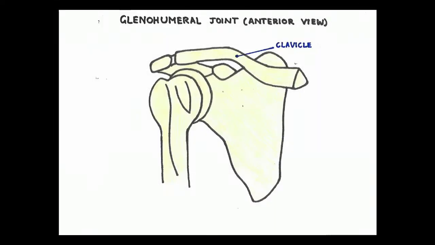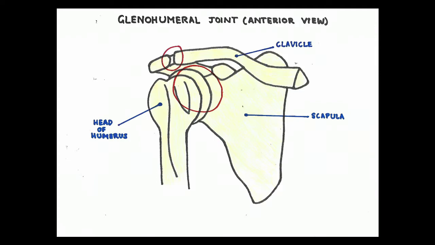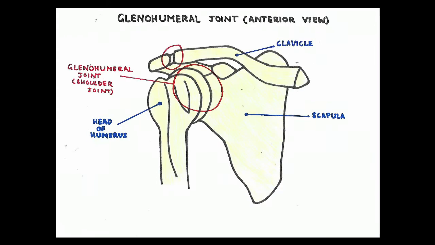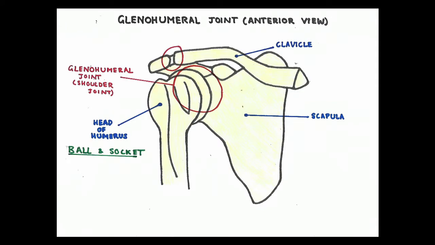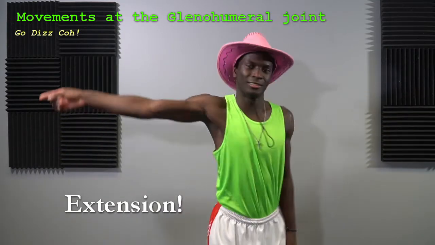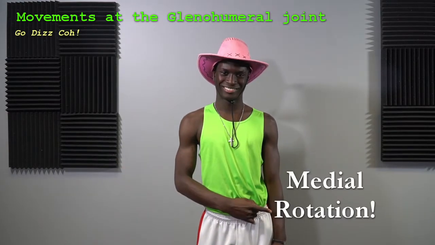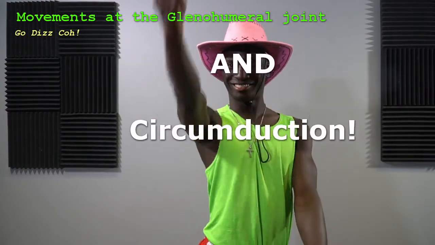The bone framework of the shoulder consists of the clavicle, the scapula, and the head of the humerus. The lateral end of the clavicle articulates with the acromion of the scapula, while the glenoid cavity of the scapula articulates with the head of the humerus. This is the glenohumeral joint, also known as the shoulder joint. It is a synovial ball and socket joint. Movements at the glenohumeral joint include flexion, extension, abduction, adduction, lateral rotation, medial rotation, and circumduction.